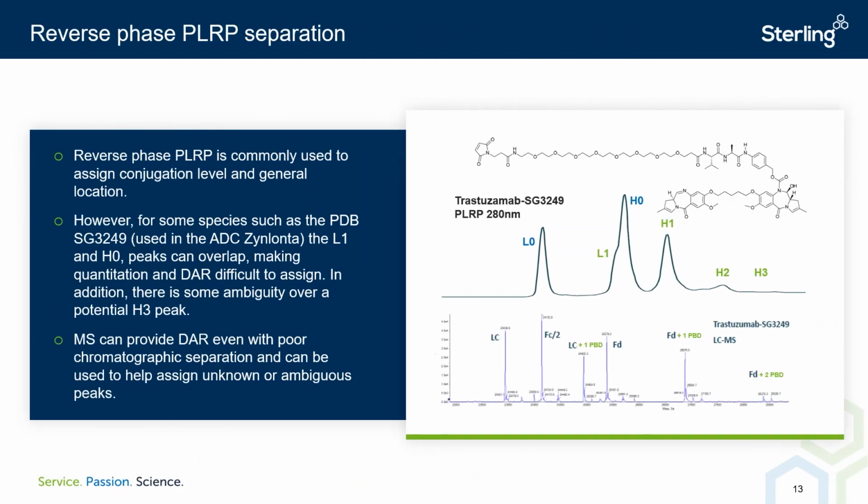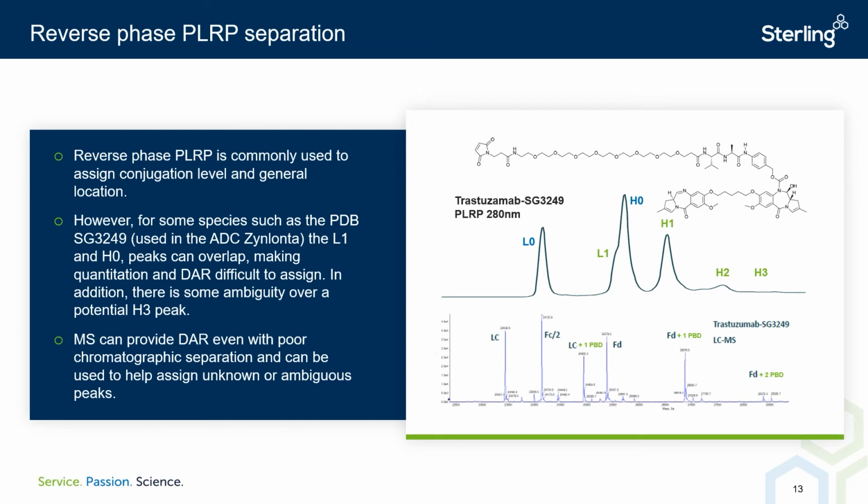Now, the other technique I talked about was reverse phase with PLRP. On the data here, we've got a conjugation with SG3249. For the PLRP trace here, we can see the light chain and the conjugated heavy chain, but L1 and H0 are overlapping. As they're overlapping, it's difficult to work out how much of one species is contributing to this peak. Therefore, we can't get a quantitative DAR for this molecule.